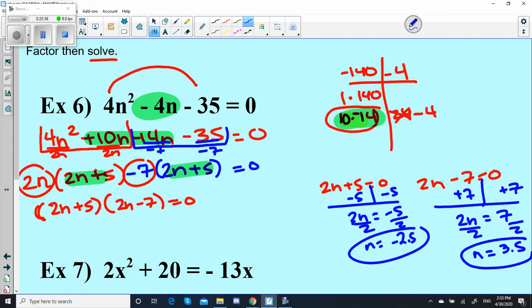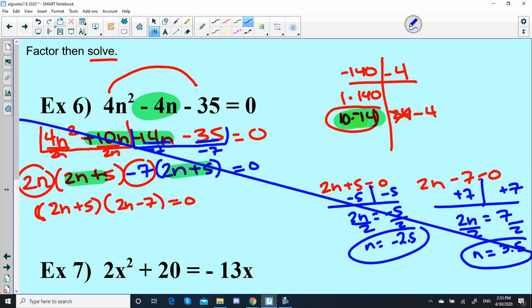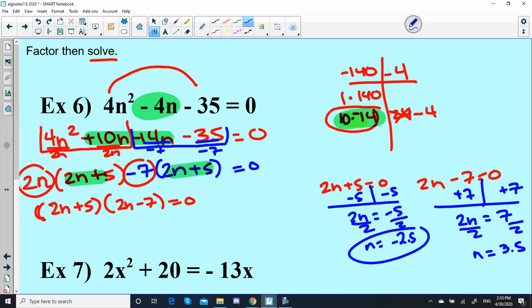So I do the same thing I did on 1 through 5. I still factor, either using guess and check or grouping. But then once I get the two binomials in the parentheses, I set each of those equal to 0 to find the final answers. Whoops. Let's get rid of that. Oh, a big old line across there. Okay, number 7.